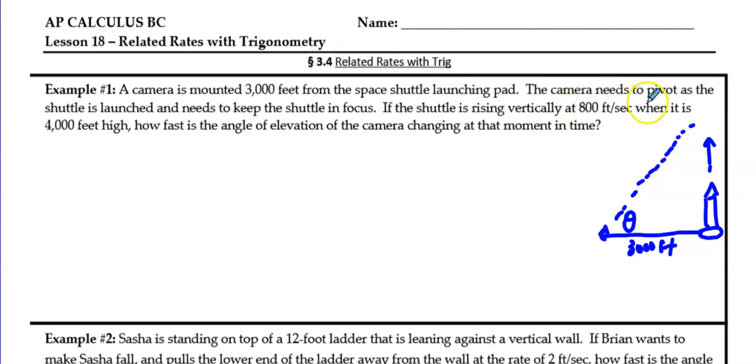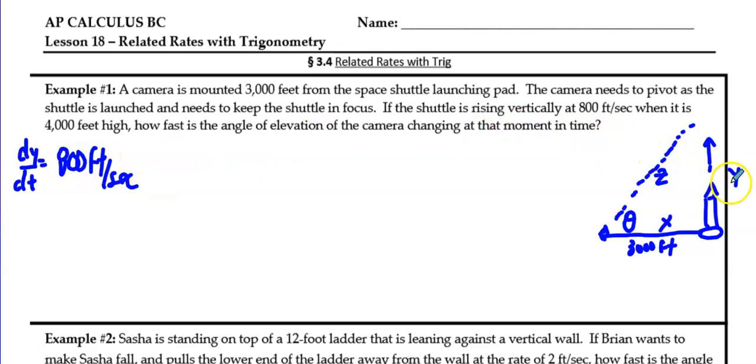So it says the camera needs to pivot as the shuttle is launched and needs to keep the shuttle in focus. If the shuttle is rising vertically, so that's our change in y, at 800 feet per second. So now this is going to be our y, this is going to be our x, and this is our z. We've done related rates before. Now we have a right triangle. So over here, dy/dt is going to be equal to 800 feet per second.